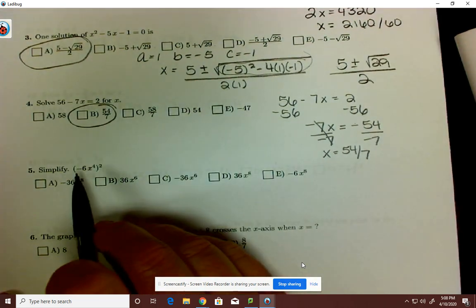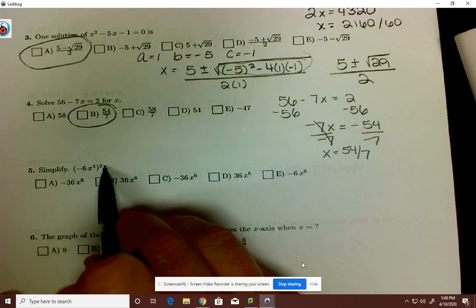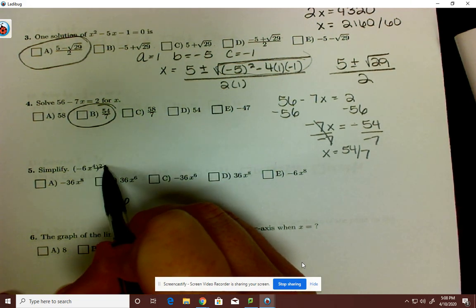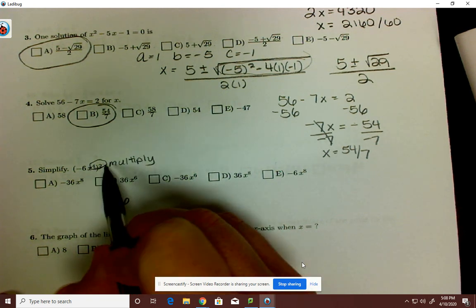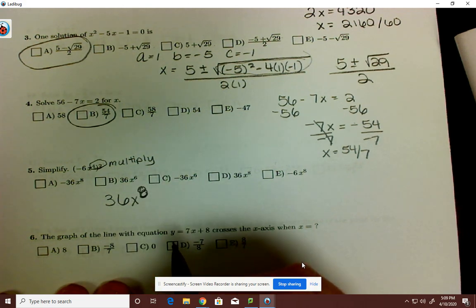Okay, on 5, we're raising to the second power. Negative 6 in parentheses to the second power is positive 36. And then for your exponents, you multiply. So 4 times 2 is 8. Oops. So we're going to get 36x to the 8th.